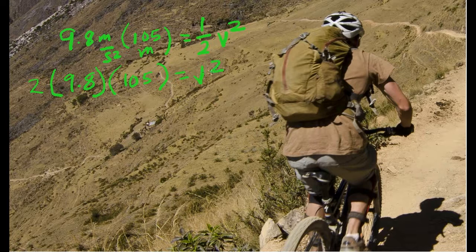To get rid of our square here, we're going to take the square root, so that sets up to look like this. Square root of 2 times 9.8 times 105 is going to be equal to velocity. And that will be in meters per second. If you do the calculation here, you'll find that answer to be approximately, and we'll just use two significant digits here, 45 meters per second.